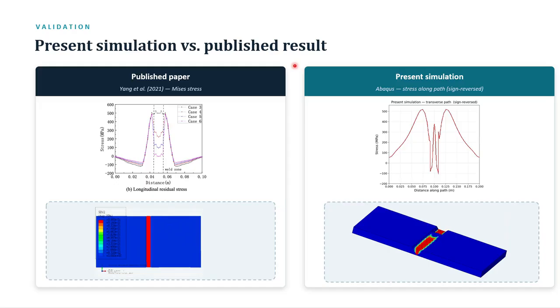A model is only useful if you can trust it. So I compared my result with a published paper. On the left is the paper result, on the right is my own simulation. As we can see, both results reach around 500 megapascals. The stress sits near the weld and falls to 0 at the edges. So my model follows the same trend as the paper. I also placed the contour plots side by side so you can compare them directly, which is for phase change.